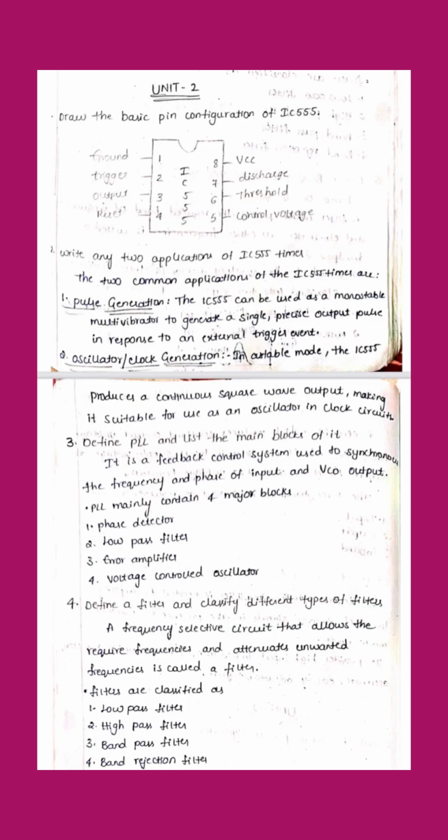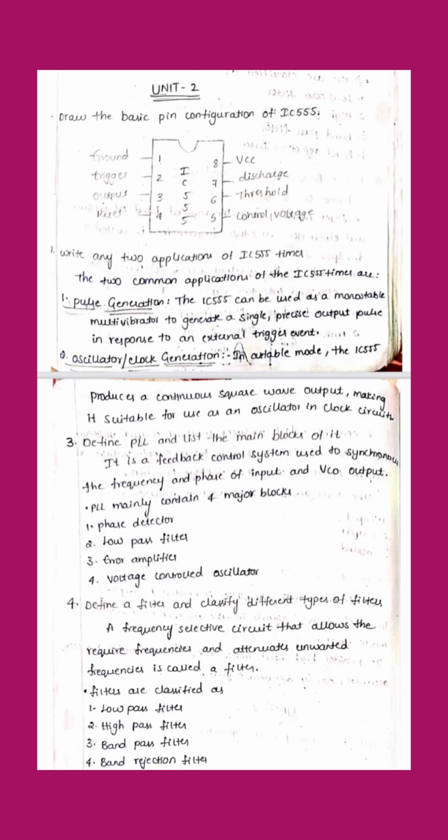The second application, oscillator or clock generator. A 555 can be connected in astable mode and it can be used as a square wave generator or clock generator also. So in astable mode, the IC 555 produces a continuous square wave output, making it suitable for use as an oscillator in clock circuits.